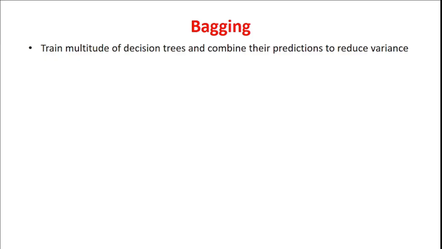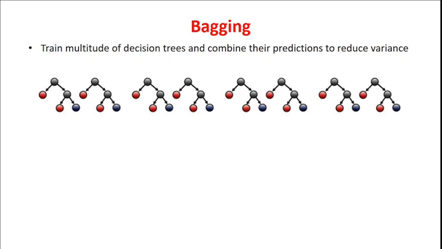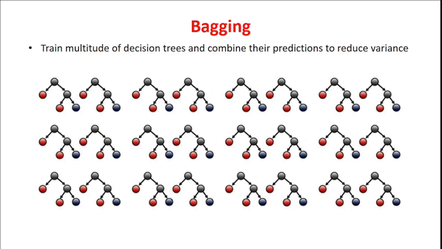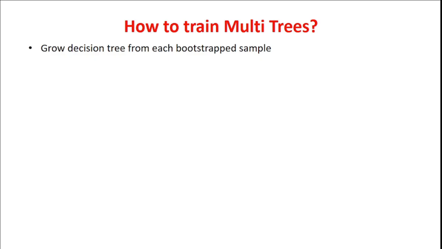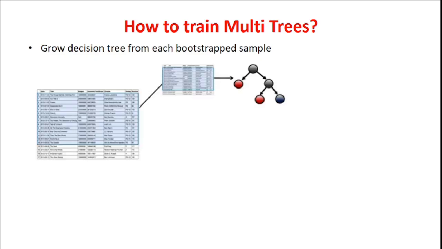Bagging means we train a multitude of decision trees, for example 2, 4, 8, 16 and so on. We train a multitude of decision trees and combine their predictions to reduce the variance. Our main target is to reduce the variance, that is sigma square. So how do we train the multiple decision trees? We grow decision trees from each bootstrapped sample.